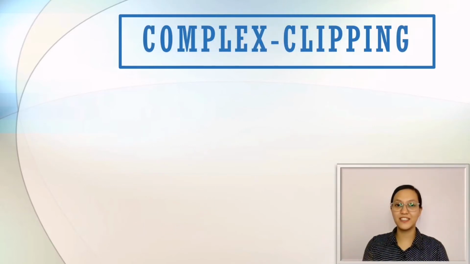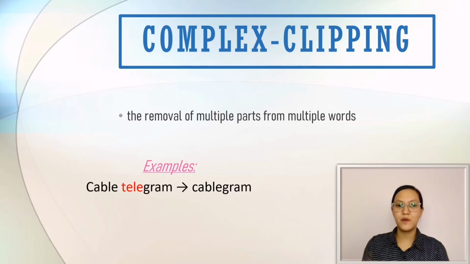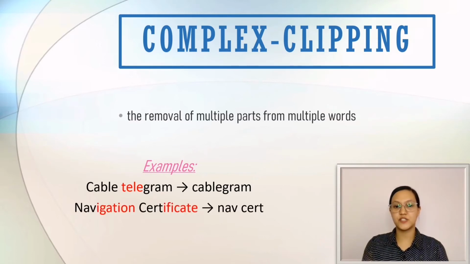Last but not the least, let's talk about complex clipping. Complex clipping, unlike the 3 subtypes that I just discussed, involves the removal of multiple parts from multiple words. This is basically the reason why it's called complex clipping. The following are examples of complex clipping: cable telegram, cablegram; navigation certificate, NAVCERT; and organization man, orgman.